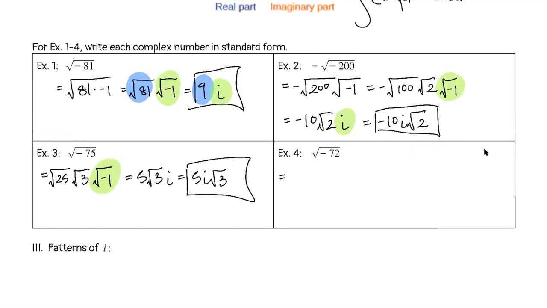All right, let's do one more. Square root of negative 72, I can break down into square root of 9, square root of 4 and 2, and then the square root of that negative 1. And this is the part that will make the i. And so I'll get 3 times 2 times root 2 i, or I can write it as 6i root 2.